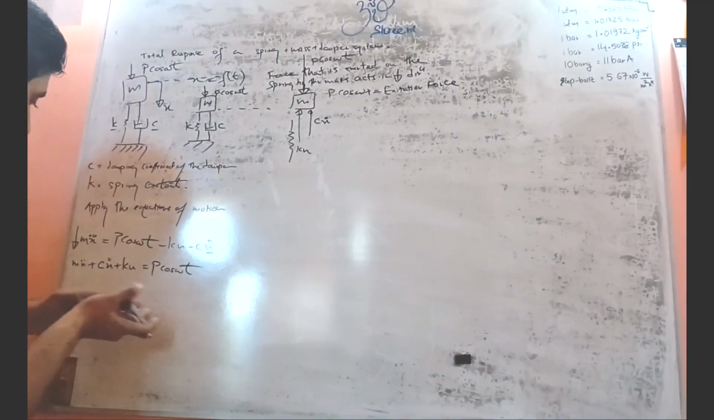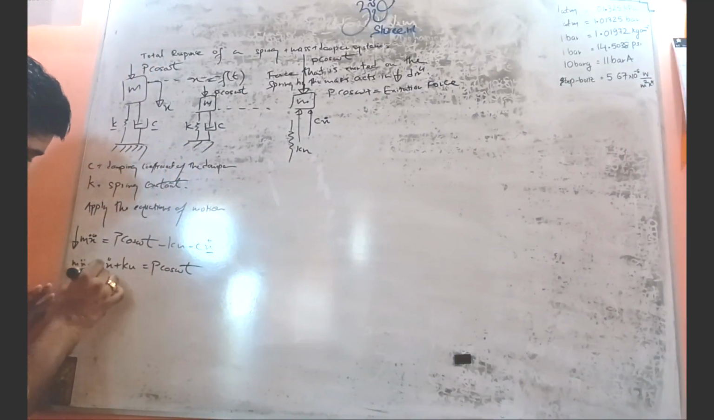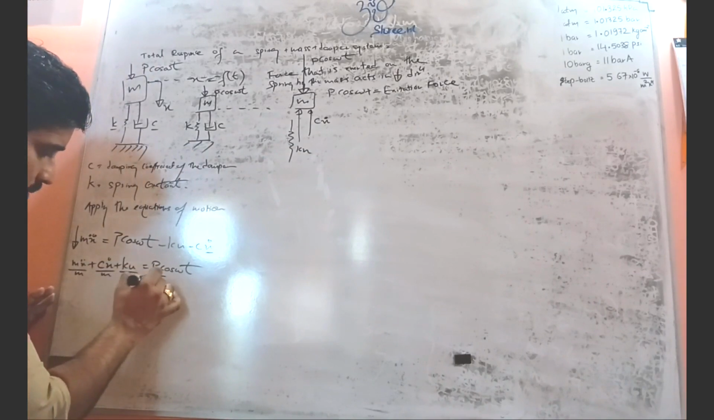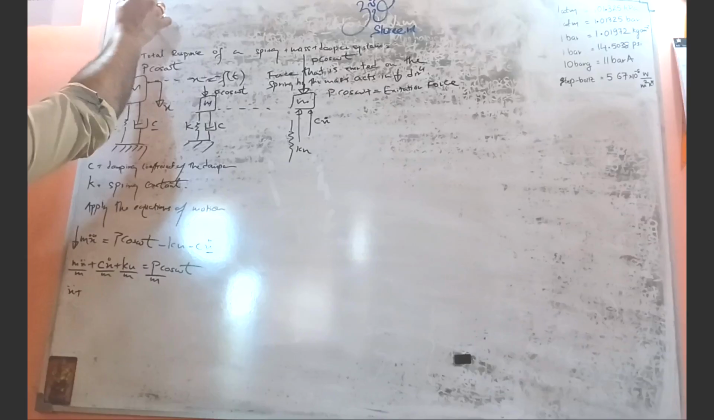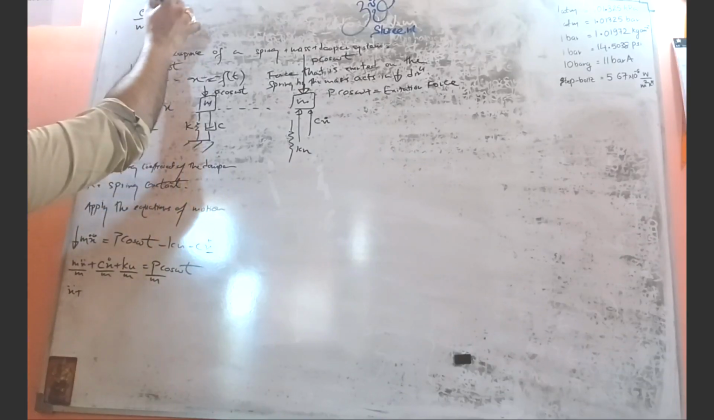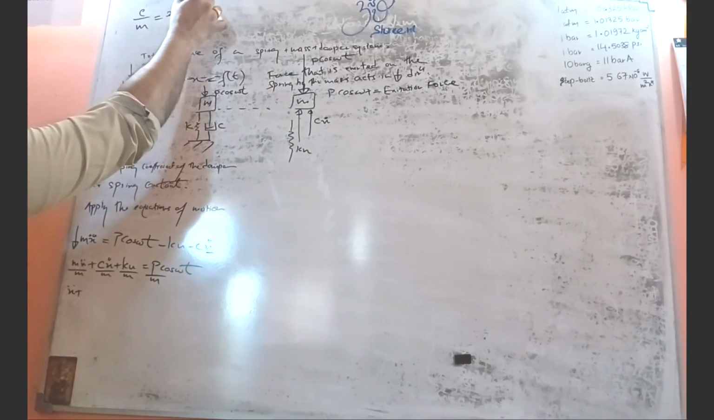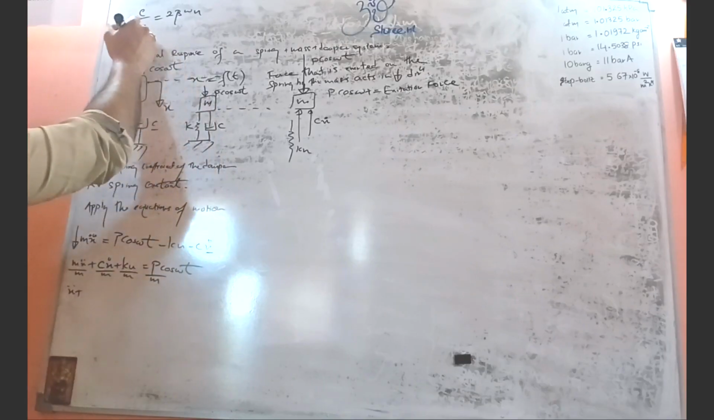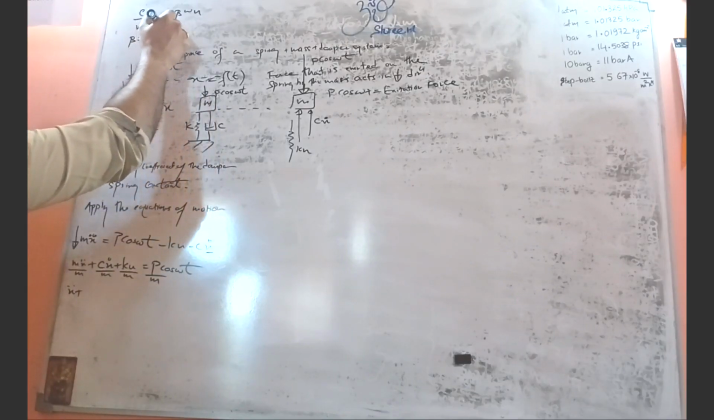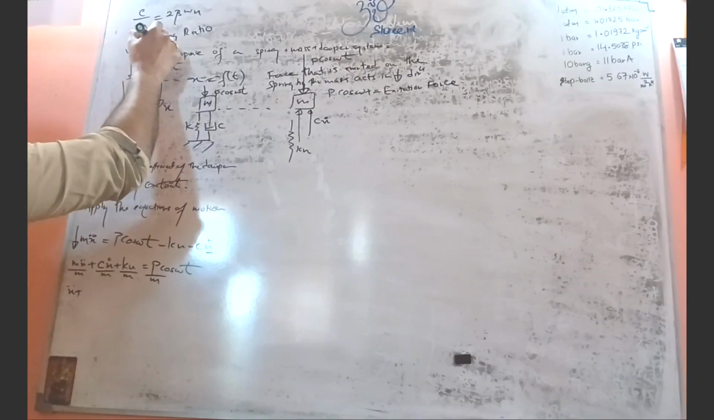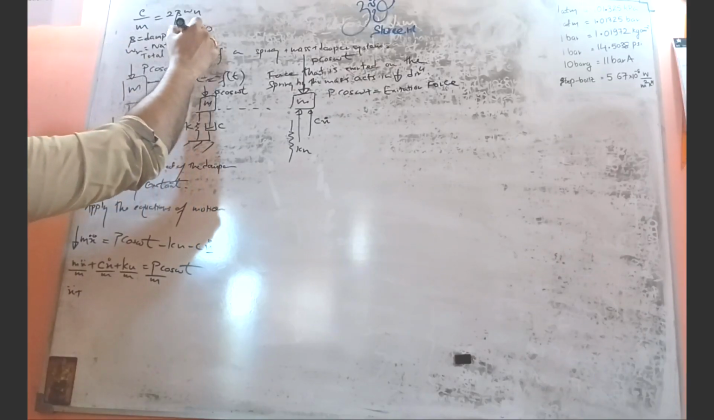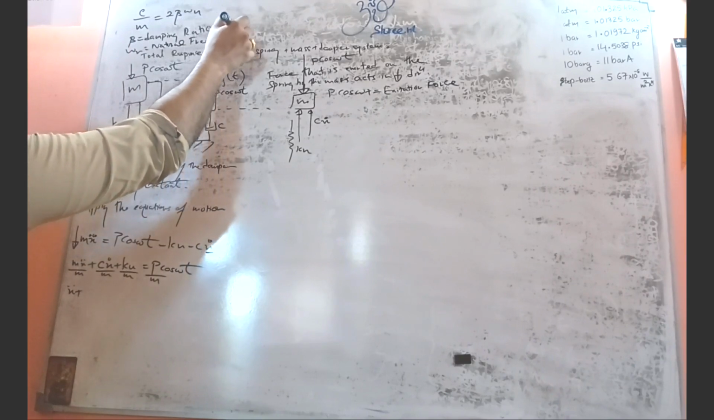So now divide by m. So this will be x double dot, plus c divided by m, nothing to worry, we can write it as 2 beta omega n, where beta is the damping ratio and omega n is the natural frequency. I hope that is also clear.